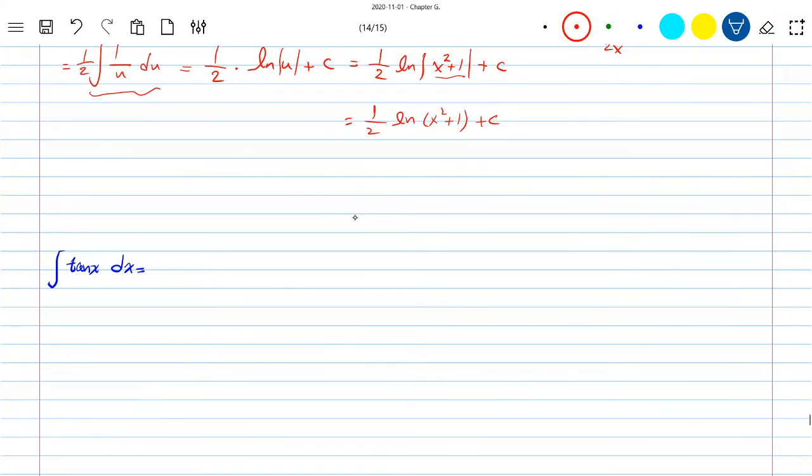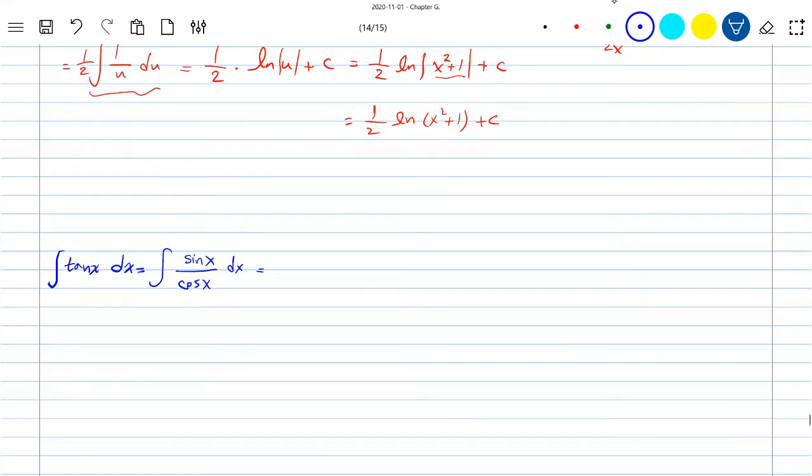Okay, how about this one? The integral of tangent x. We don't know the integral of tangent. We know the derivative of it, but not the integral. So how do we take this integral? Let's rewrite it in terms of sine x divided by cosine x. That's the same as tangent.